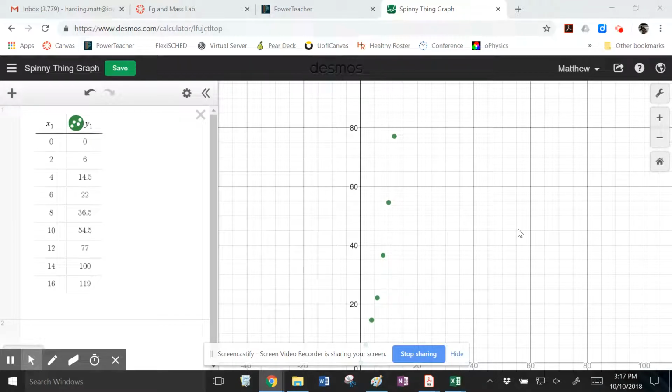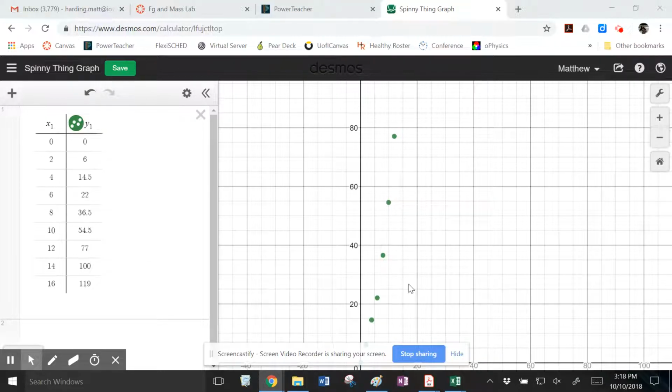All right, what I have here is a data set for the Spinny Thing lab. All I've done is input the numbers over here. I've got the times going in the X column and the positions going in the Y column, and it looks like they're in centimeters. These times are in seconds.